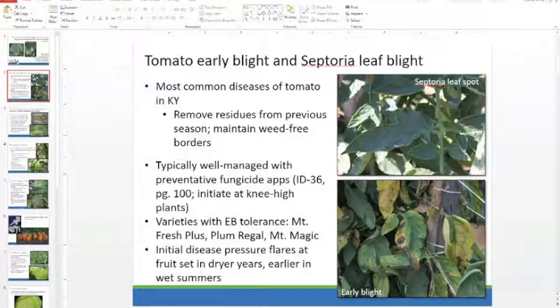It only infects the foliage and the petioles. The centers of those spots tend to turn tan. The spot itself stays smaller compared to the early blight lesion, but you'll get many, many spots on leaves to the point where the plant basically will just kill off that tissue and you'll get an overall blight.